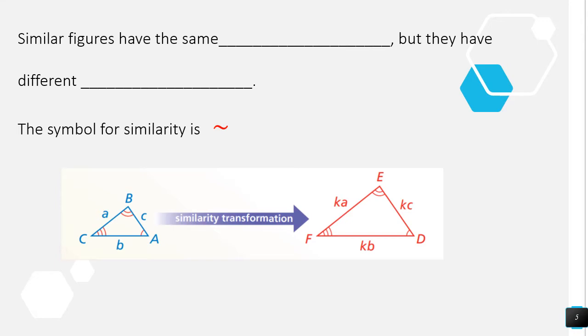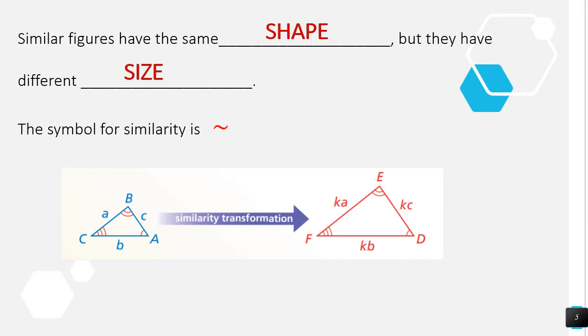All right, so similar figures. Similar figures have the same shape. So if you think about a triangle, the three angles sum to 180. And if I enlarge that triangle or reduce that triangle in size, the three angles still add up to 180. So the angle measures aren't changing, but they have a different size.